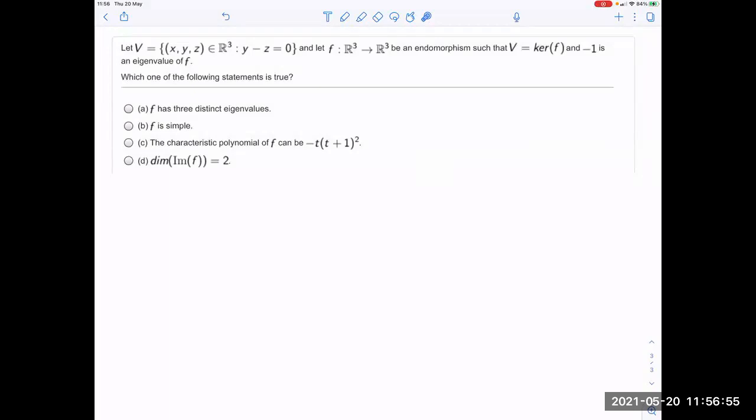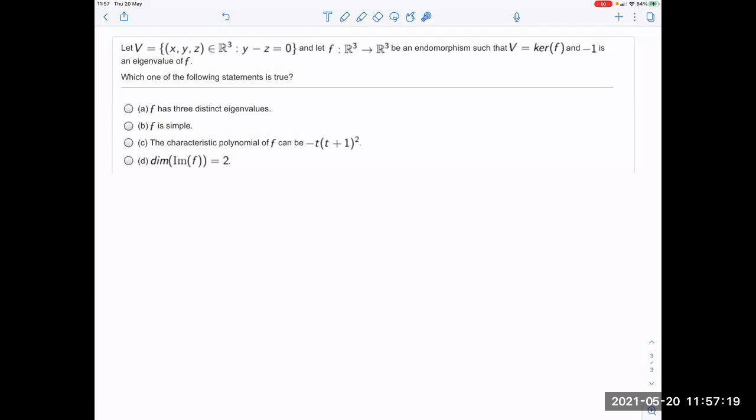So what you should do is take an element of the kernel, and f of that element is 0. So it is 0 times v. And so v is an eigenvector if it is not 0, right? So having some non-zero vector in the kernel means that 0 is an eigenvalue.